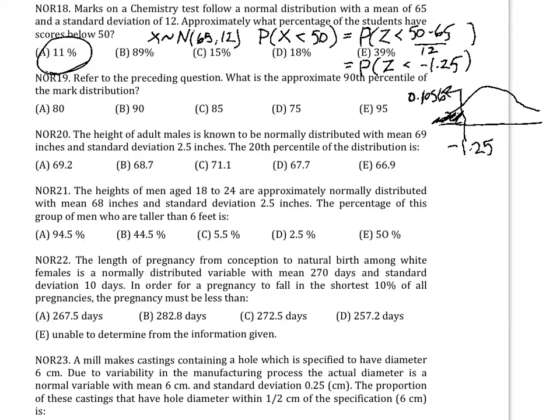So let's do problem 19 now. Using the same information, what is the approximate 90th percentile of the mark distribution? So what score would a person have if they perform better than 90% of the rest? Given this percentage and asked for a mark or the variable value, this is a backward problem, and because it's about something other than a standard normal, it's called an X type 2 problem.